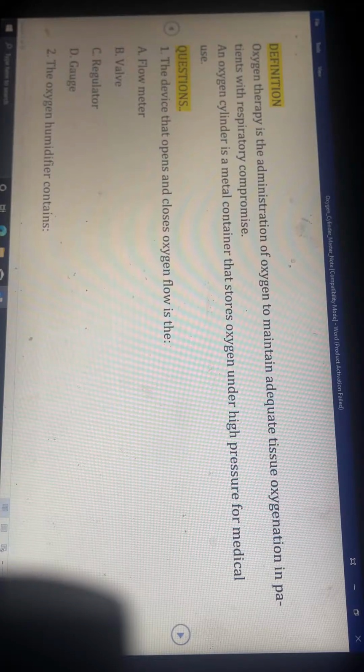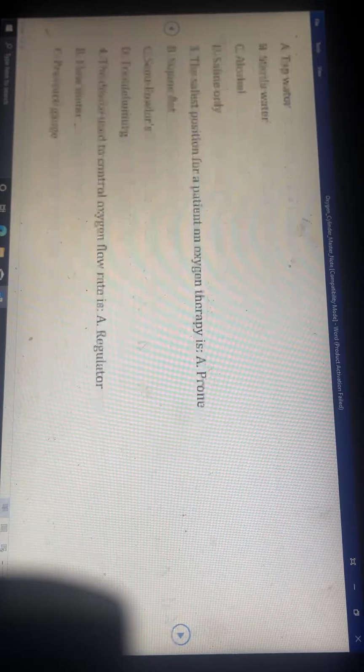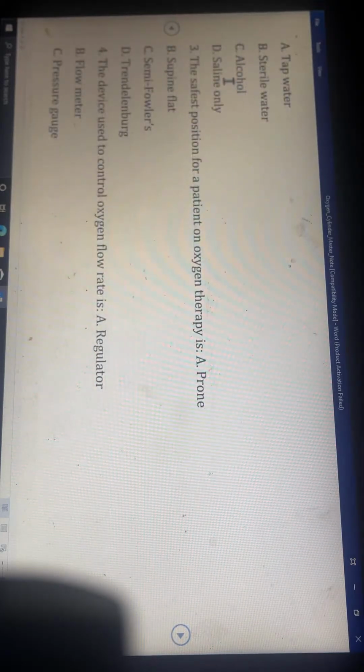Number two, the humidifier contains A, tap water, B, sterile water, C, alcohol, D, saline water. So the humidifier contains what? If you choose alcohol, you are wrong. If you choose tap water, you are wrong. The right answer is what? Sterile water.